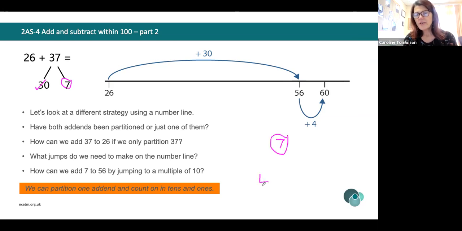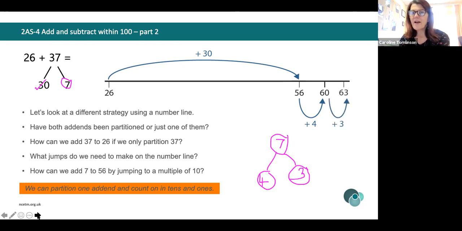These strategies that we're talking about are often strategies that you just do in your head as a grown-up. And we need to be explicit in how we use that range of different strategies for different calculations, because fluent mathematicians can use different strategies. So I've added on the 4, and now I need to add on the 3. Gives me an answer of 63. And we would give children time to explore different methods and to discuss which they prefer and why.